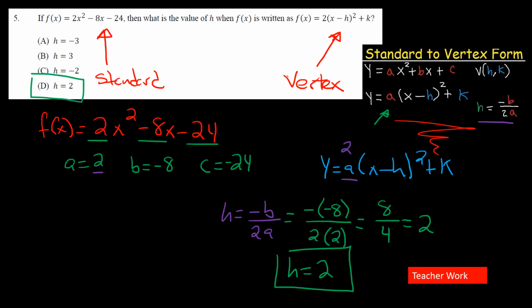So the main focus of this question, guys, is just to be sure that you're able to understand what standard form looks like, being able to identify your A, B, and C, and then using that A and B to determine your H value. Okay.